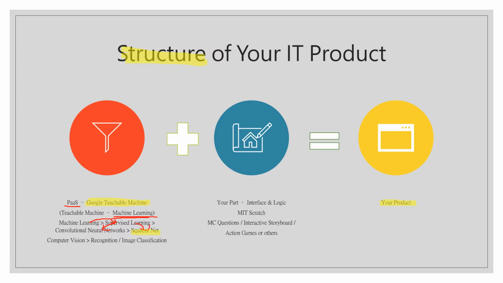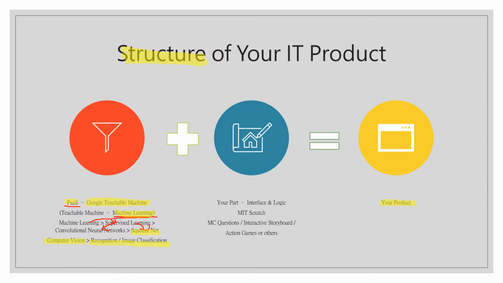You can also use other key terms instead of machine learning. It also falls under computer vision. It's a recognition problem, or we call it an image classification problem. So there are lots of keywords and technologies. I know that you can't understand them one by one, but we will have the top-down approach, then we will talk about the PaaS, and then go deep, one by one, to let you know what's going on inside your IT products.